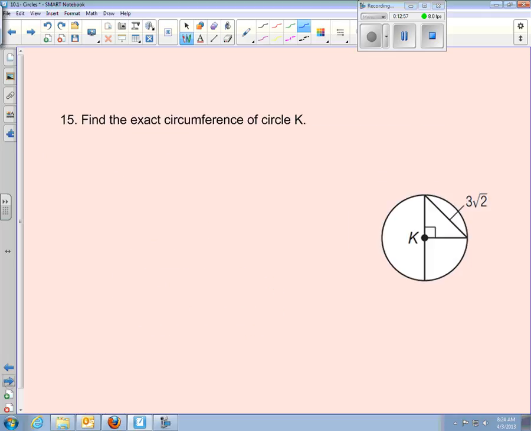All right, so we have 2 more problems just like this. Find the exact circumference of K. I'm going to tell you that this here is a 45, 45, 90 triangle. So it's going to be similar to the last one we did, except for this time we're not going to find the diameter. We're actually going to be finding the radius because those 2 legs are going to be the radius. So go ahead and find the leg, double it to get the diameter, and then do the circumference.